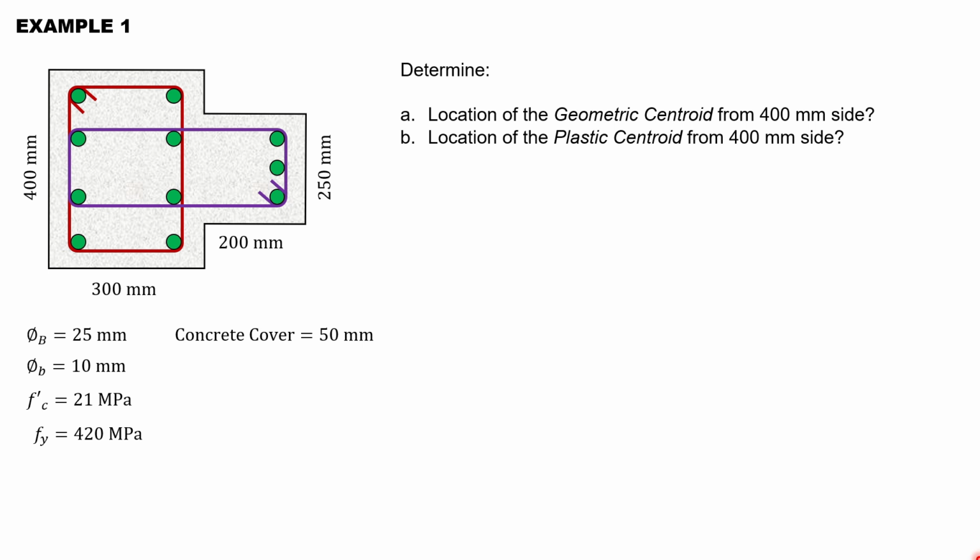Okay, let's have this example number 1. We have here a T column with dimensions 400 by 300, then 200 by 250 on the other side. This is the main bar. The bigger diameter is 25 mm. Then the smaller one, the stirrups or the ties, is 10 mm. The F prime C is 21 megapascal, Fy is 420 megapascal, and the concrete cover is given as 50 mm. Now determine the location of the geometric centroid from the 400 mm side and the location of the plastic centroid from the 400 mm side.